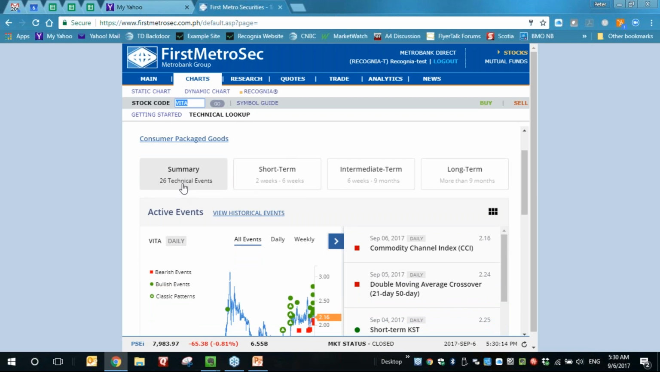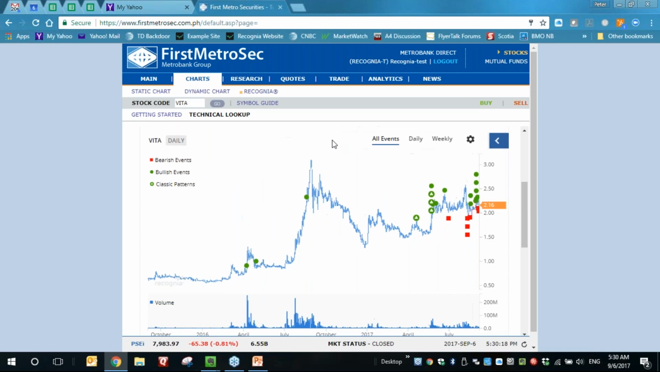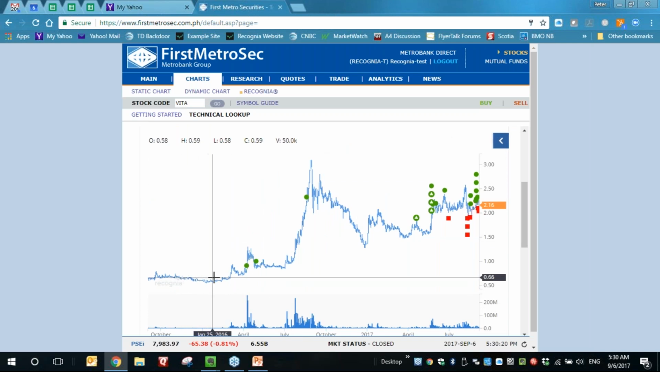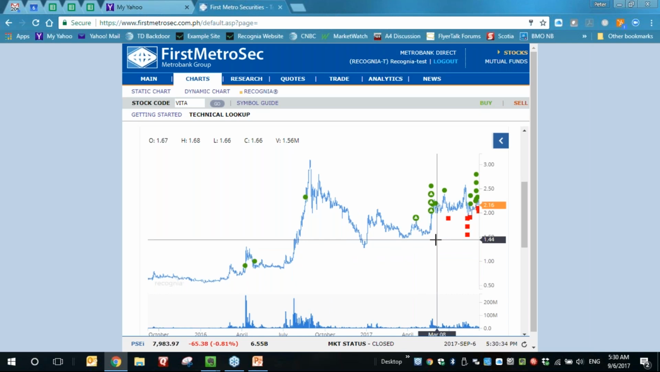In fact, they've got 26 currently active technical events. And coming down here, you can take a look. The stock's got a pretty interesting technical history. It's been in an uptrend since, looks like, the spring of 2016, but it's had a couple of very noticeable spikes. So here there's a big spike in July of 2016. And the stock has actually been moving up quite nicely ever since early May 2017.